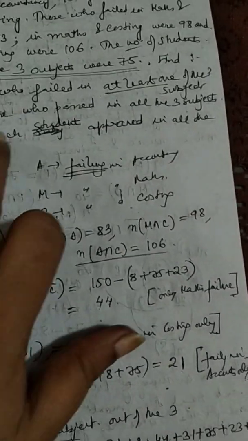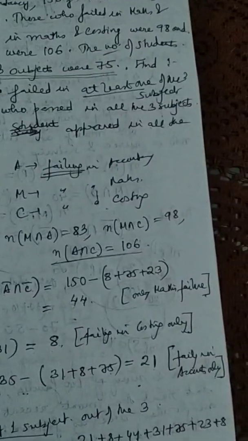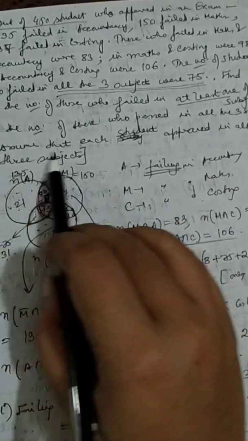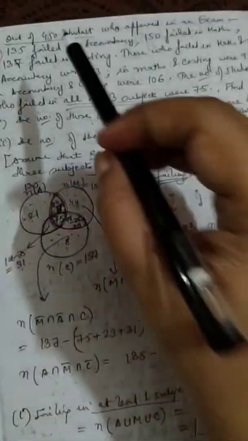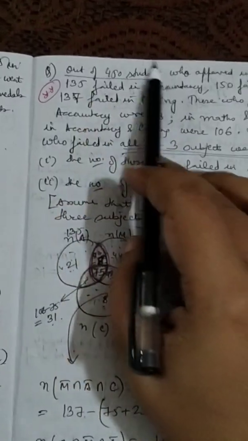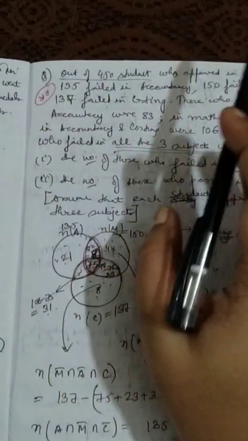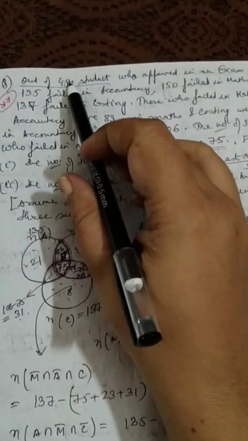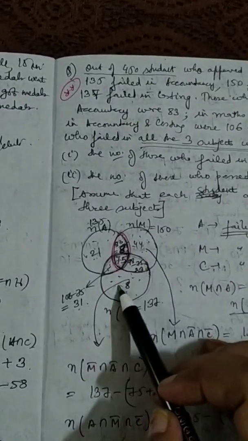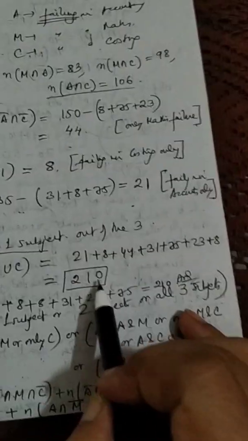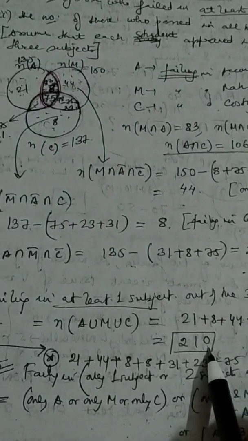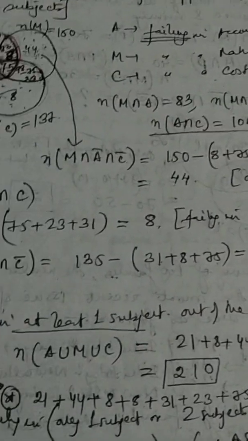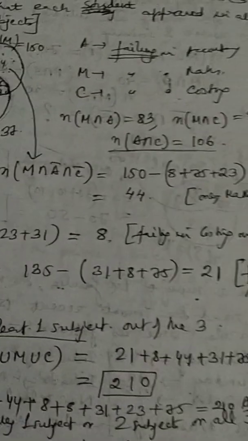Next subpart is the number of those who passed in all the three subjects, assuming that each student appeared in all the three subjects. That means all of them, that is there are total 450 students, all of them have appeared in one or the other subjects. So there is no student who has not appeared in any of the subjects. So out of these 450, this many have failed. How many have failed? At least in one subject, 210 have actually failed. They might have failed in one subject, or in two subjects, or in all the three. But the fact is they have failed.